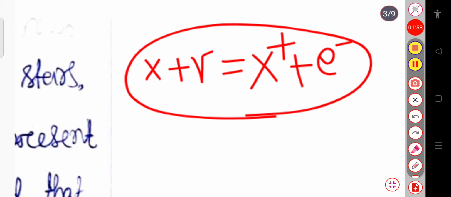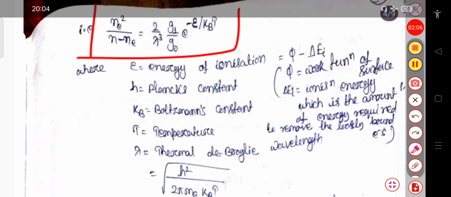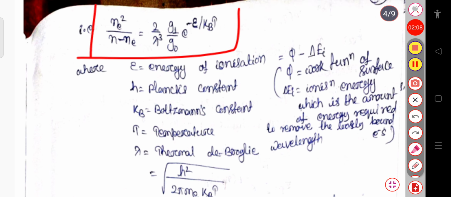At sufficiently high temperature in thermal equilibrium, the number density of the particles in terms of the momentum we are going to calculate. That is Ne square divided by N minus Ne equal to 2 by lambda cube G1 by G naught exponential minus E by kT. Here this E represents the energy of ionization and that is equal to phi minus delta Ei.